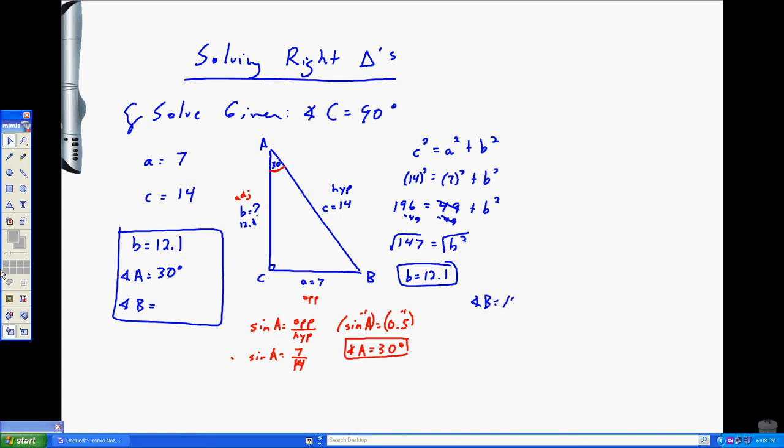So angle B equals 180 minus 90, because we know 90. And we also know now that A is 30 degrees. So angle B, if we do that correctly, we end up with 60 degrees. Okay? So 60 degrees.